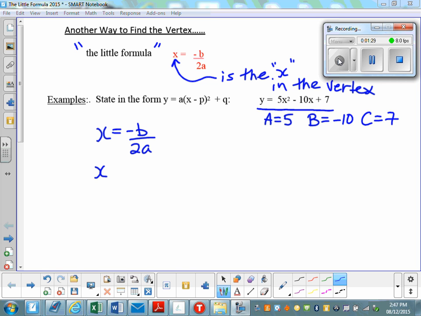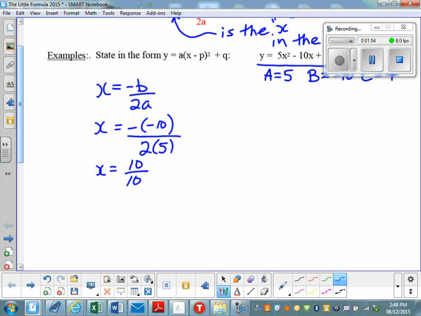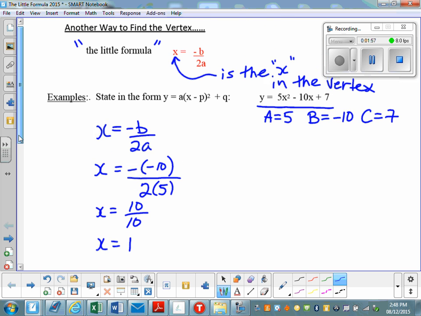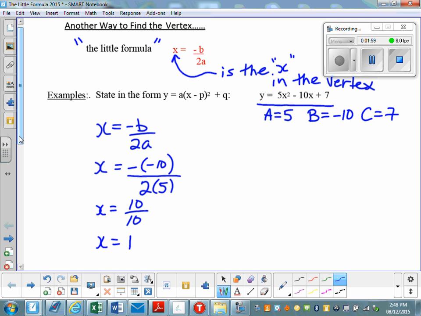So that means that I'm going to plug negative 10 in for the b. So if I have negative 10, that's going to become plus 10. And on the bottom, I've got 2 times 5. So that's going to give me positive 10 on the top, positive 10 on the bottom, and that's going to give me x equals 1. Okay? Now, that gives me the first part of the vertex.